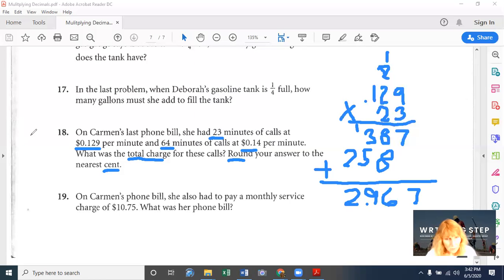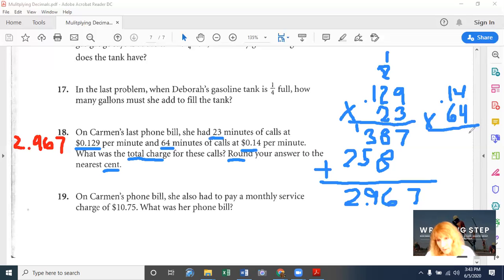I'm going to just kind of write that over here in red because we got a couple of steps to do for this, right? 2.967. Now I need to do one more figuring over on the right side, and that's going to be for my 64 minutes times 0.14. So I can put the 0.14 here and my 64 minutes below it. Wouldn't matter if I did it the other way either. The same number of digits, right?